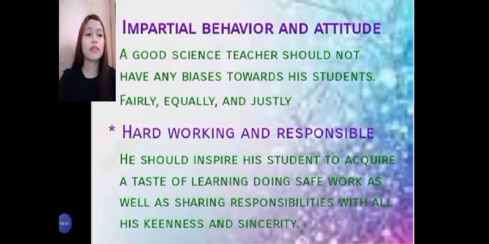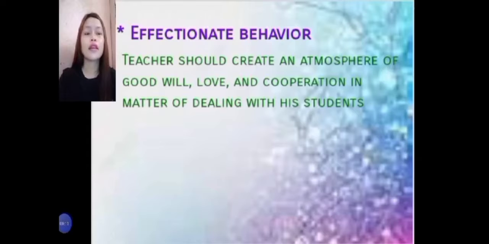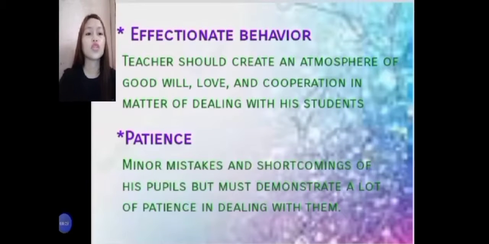A teacher has affectionate behavior. The teacher should create an atmosphere of goodwill, love, and cooperation in dealing with his students. A teacher should not lose her or his patience and unnecessarily get disturbed over minor mistakes and shortcomings of his pupils, but must demonstrate a lot of patience in dealing with them. On the other hand, the pupils should not always live in constant fear of the teacher, but must try to receive proper guidance from their teacher.